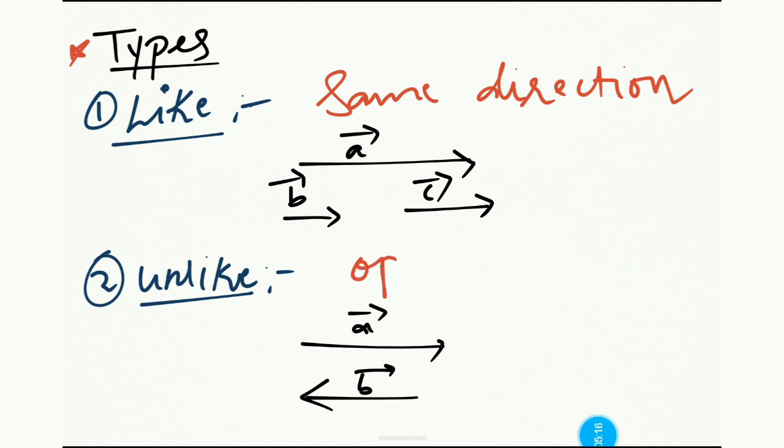Okay, opposite direction. See here in the example also you can see A vector is towards the right side and B is towards the left side, opposite. Okay, this is about like and unlike.